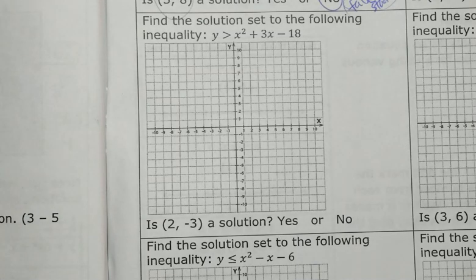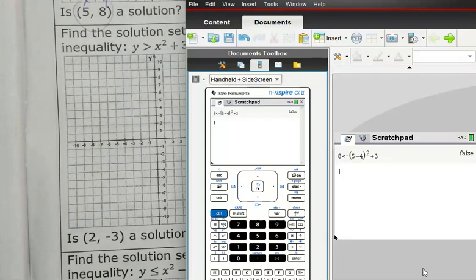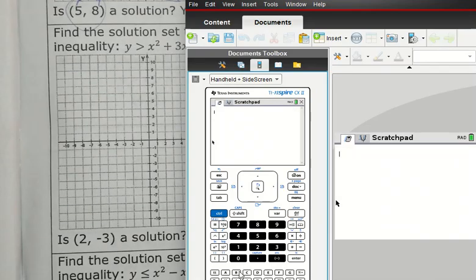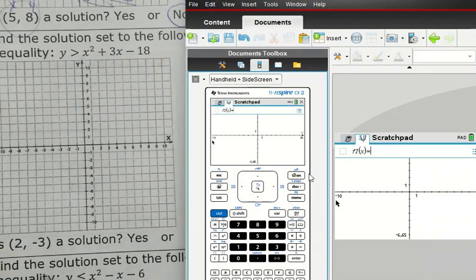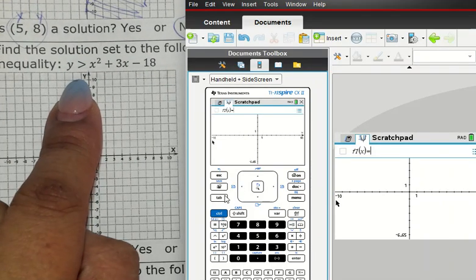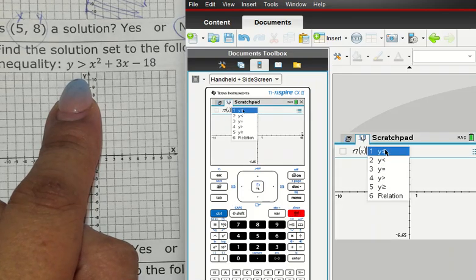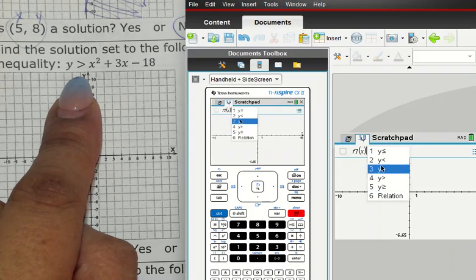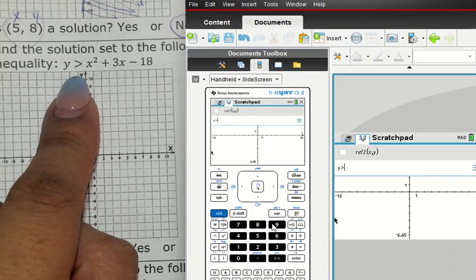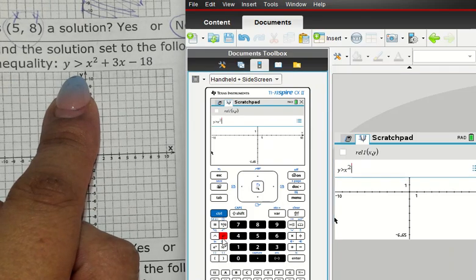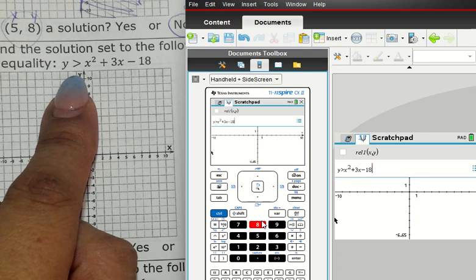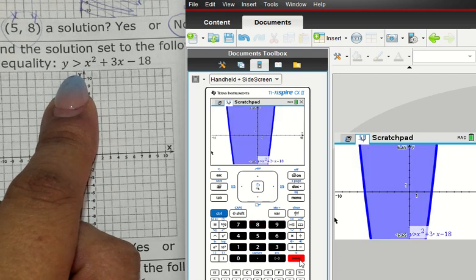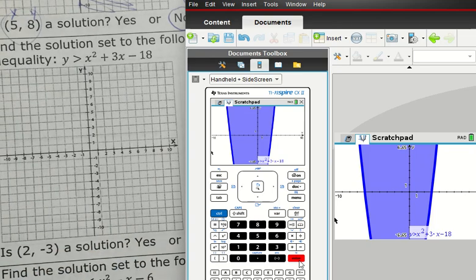Here's another one. I'm going to clear the calculator. And then I'm going to graph this one as an inequality already. So I'm going to press delete, and it gives me the options already of what graph to type. And then I'm going to type x squared plus 3x minus 18. And then it should look like that if I graph it here.